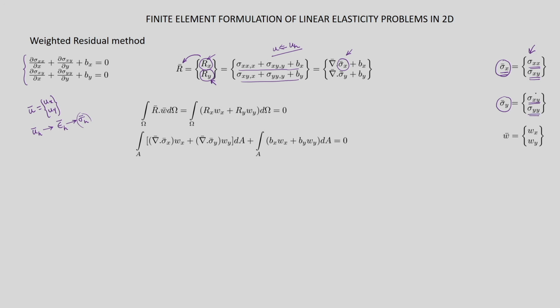You just note here that we have already replaced sigma yx as sigma xy, both in the equilibrium equation and as well as here. This is because we have seen in the moment equilibrium that if there is no body moment acting on the body, then sigma xy is equal to sigma yx. So this we have obtained from the moment equilibrium.